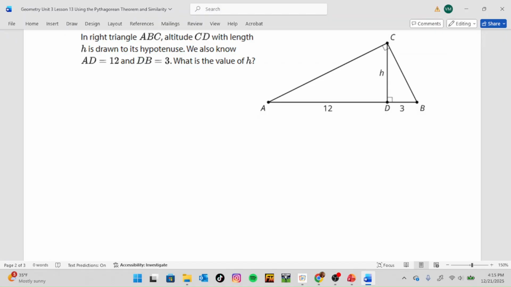Practice problem number 2. In right triangle ABC, altitude CD with length h is drawn to its hypotenuse. We also know AD equals 12 and DB equals 3. What is the value of h? So in order to solve this, we're going to look at the two triangles that were created by drawing in the altitude. First, we have the triangle on the left side, the larger triangle.